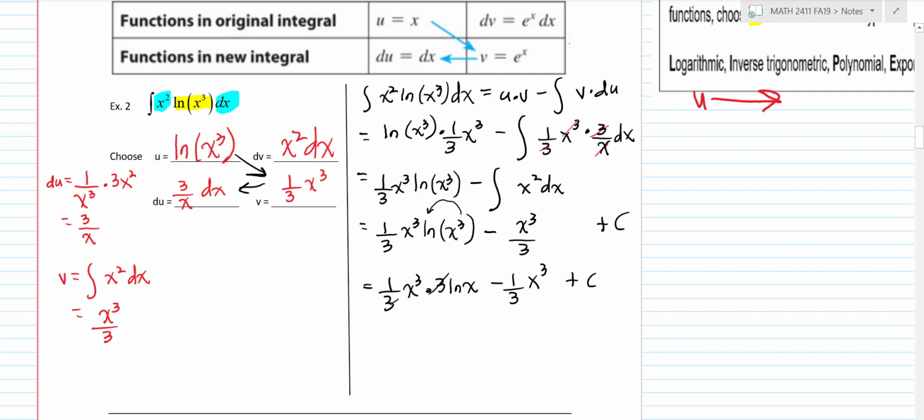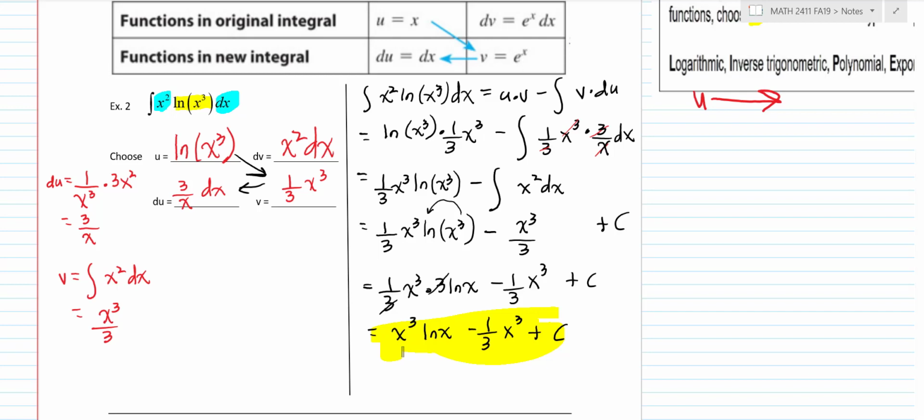So this will cross out, and that would leave me with x to the third ln x minus 1/3 x to the third plus c. Now you could factor out an x to the third if you wanted to. I can't think of any reason necessarily why to do that. So that would be a good answer to the problem. Of course, you could check that by differentiation. Okay?